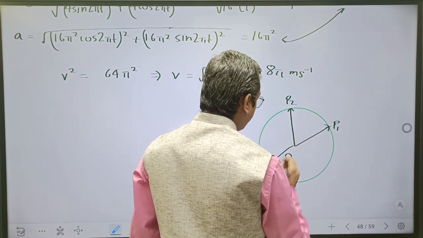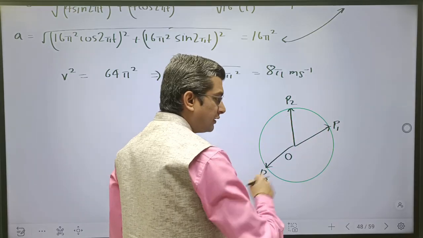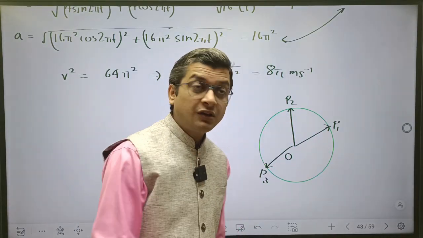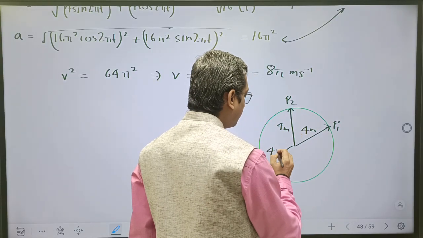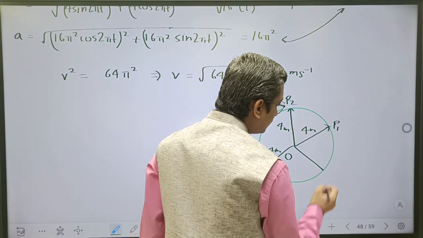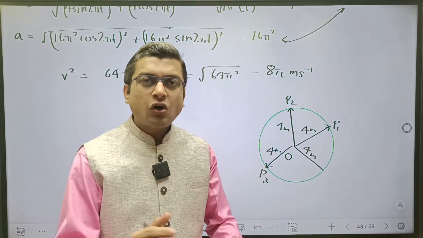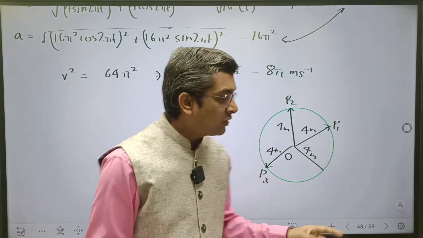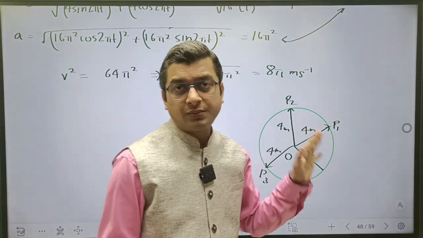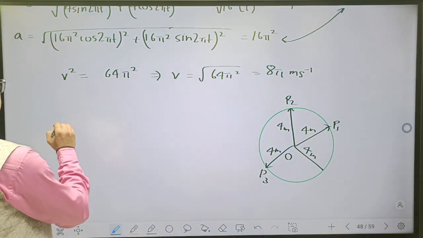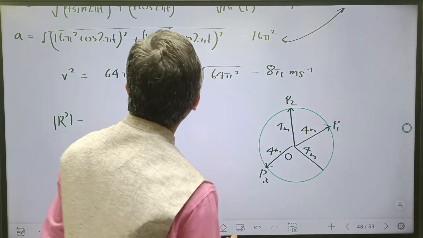If the path traversed by the particle is a circle, then the magnitude of the position vector must always remain the same, isn't it? If this value is 4 meter, then this value must also be 4 meter, this value must also be 4 meter. Wherever the particle goes, its position vector magnitude must be the same, isn't it? Only then you can say that it is following a circular path. Why? Because the magnitude of this position vector will be equal to the radius of this circular path. So let us check the magnitude of the position vector. If it is equal to 4 meter, then we can say that it is following a circular path.